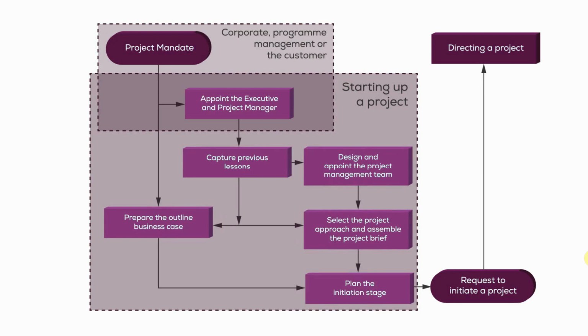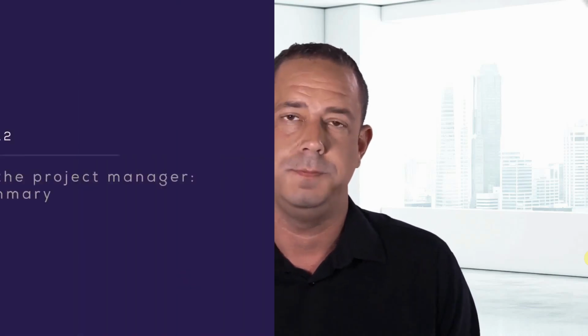Although it's not the only thing at all, because we still need to then plan the initiation stage. But all of that information, the project brief and the initiation stage plan, will be submitted to the project board along with the project manager's request to initiate a project, and that feeds into the directing a project process. So that triggers the directing a project process, and then the first activity of the directing a project process must then take place. Let's now take a look at the individual activities in more detail.